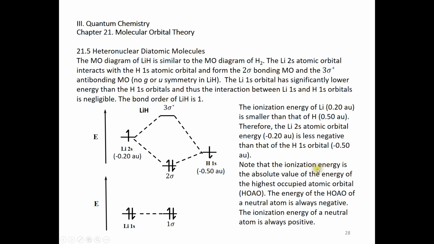Note that the ionization energy is the absolute value of the energy of the highest occupied atomic orbital, HOAO. So when you see this atomic orbital energy over here, the ionization energy is positive 0.5. When you see this energy of the HOAO of lithium is negative 0.2, then the ionization energy is positive 0.2 AU. The energy of the highest occupied atomic orbital of a neutral atom is always negative, such as negative 0.5 for hydrogen 1s, negative 0.2 for lithium 2s. The ionization energy of a neutral atom is always positive. It always takes some energy to promote an electron from the highest occupied atomic orbital in an atom to an energy of 0.